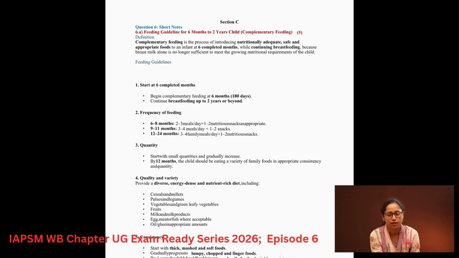Now, coming to section C, where they gave short notes on feeding guidelines for 6 months to 2-year-old child or complementary feeding. So, basically why after 6 months? Because they need to know about what you know about complementary feeding. Now, complementary feeding is the process of introducing nutritionally adequate, safe and appropriate feeds to an infant at 6 completed months, while continuing breastfeeding, because breast milk alone is no longer sufficient to meet the growing nutritional requirement of the child.